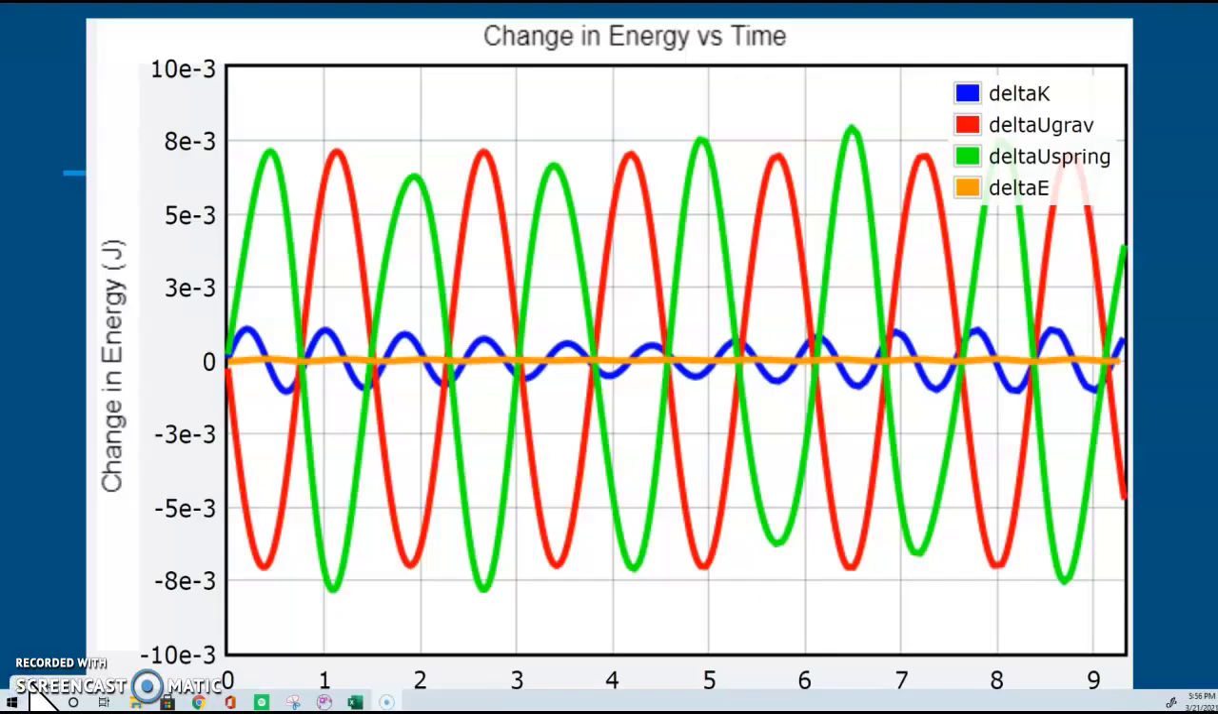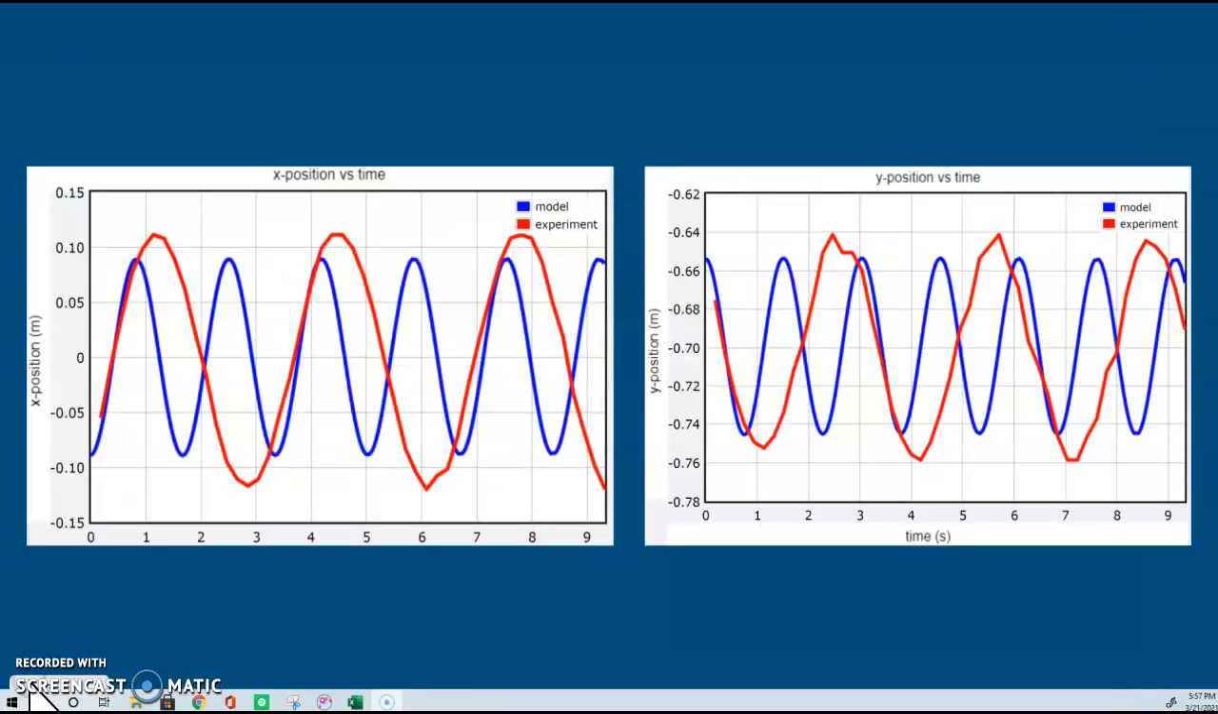As you can see in this graph, total energy is constant while delta K, delta U for the spring, and delta U for gravity oscillate throughout the motion. This is due to the changing position of the mass on the spring. Here you can see the difference between the computational model and the observed data. These graphs are slightly different due to small human error and the fact that the computational model does not account for drag or friction. This causes the position versus time graphs to be slightly different.